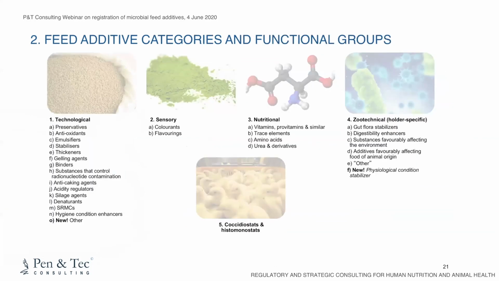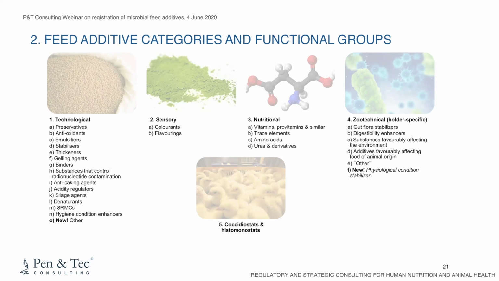Feed additives are used in animal nutrition for purposes of improving the quality of feed and the quality of food from animal origin, or to improve the animal's performance and health, for example, by providing enhanced digestibility of the feed materials. Feed additives are classified into 5 different categories. These categories are themselves divided into functional groups according to the additive's main functions.